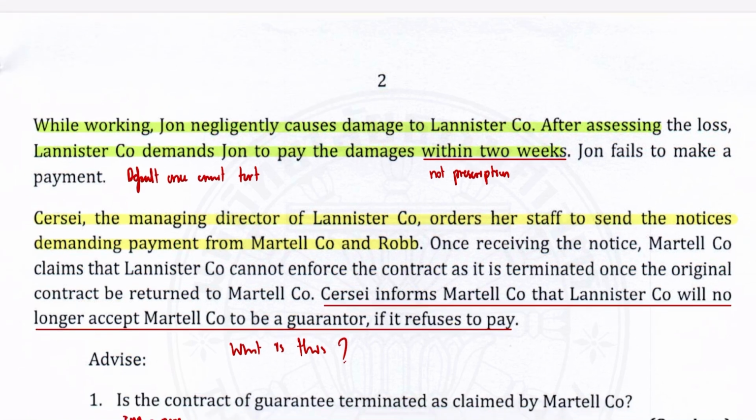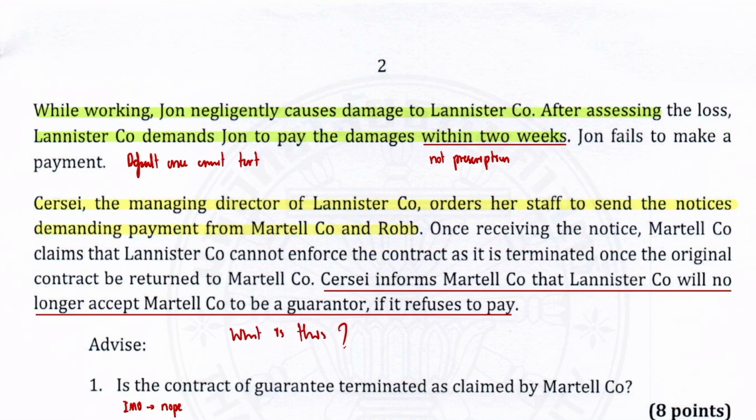Alright? And when is the point that the guarantor has to be liable in this case? Like, when is the point that the debtor is in default? So if the damage occurred from tort, obligation law says that the debtor is in default from the date that he committed the tort. So it means that once the debtor causes the damage negligently, he is in default.